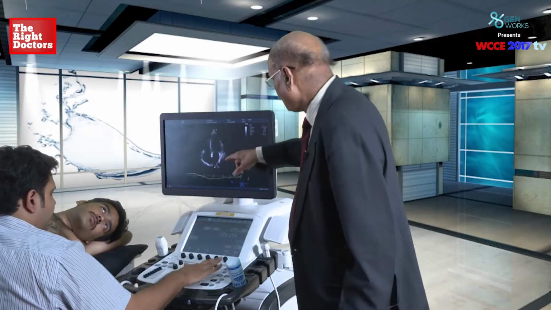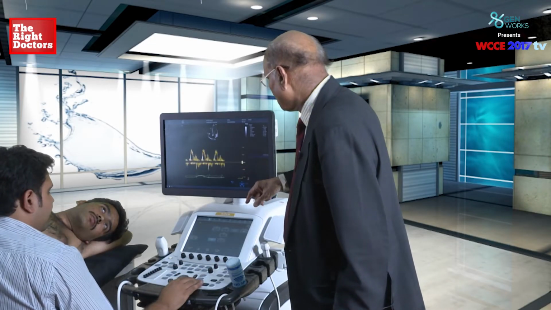So we normally record from the tip of the leaflets. So now he'll put a pulse Doppler on the tip of the leaflet. Now can you freeze it?